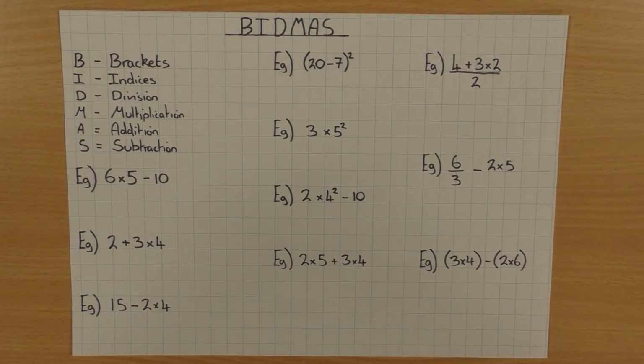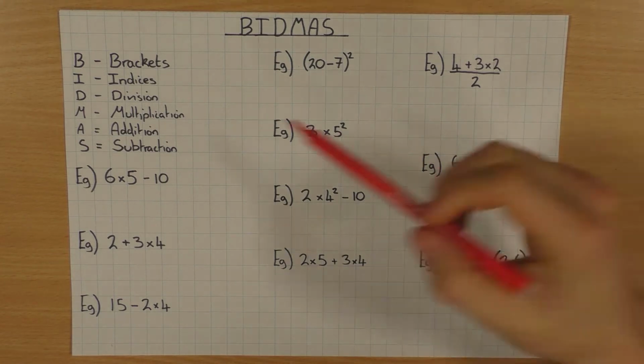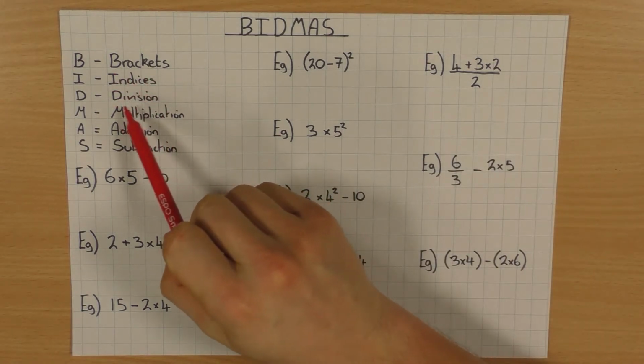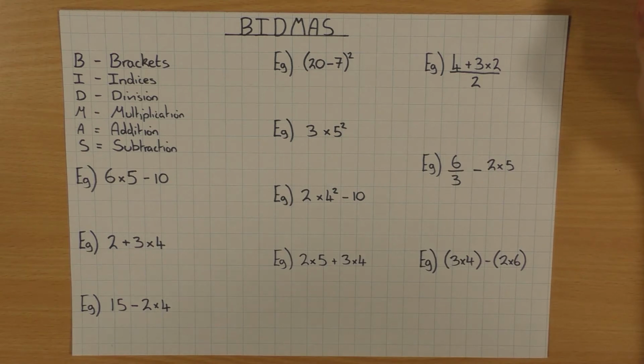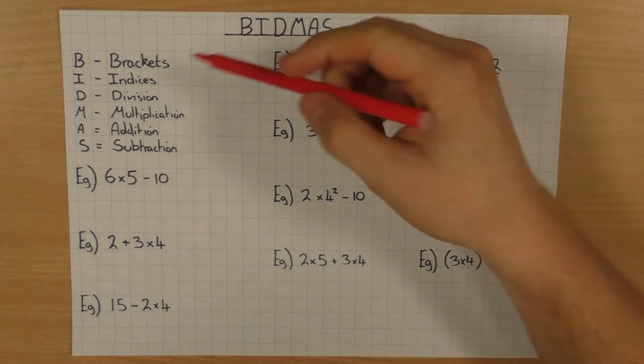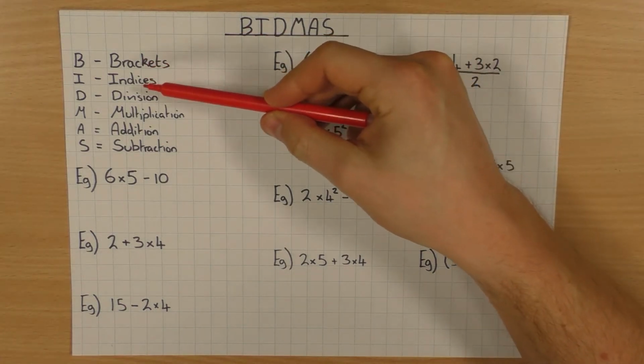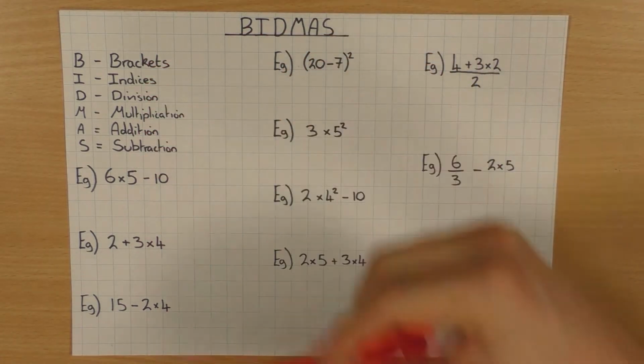Hi guys, in this video we're going to have a look at Bidmas. Some of you might use BODMAS. I personally use Bidmas, which stands for brackets, indices, division, multiplication, addition and subtraction. Bidmas is the anagram, if you like, of the order in which you need to do a calculation. So we always do brackets first, then indices, division, multiplication, addition and subtraction.